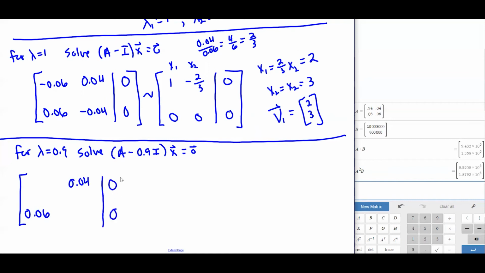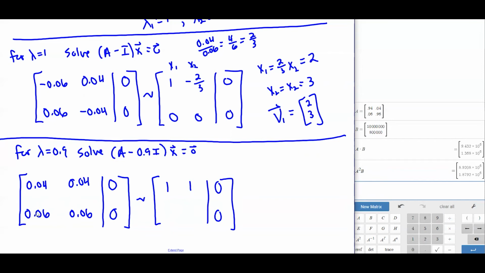So I need to subtract 0.9 from the main diagonal and augment with 0. This was 0.94. If I subtract 0.9, I'll get 0.04. This was 0.96. If I subtract 0.9, I'll get 0.06. If I divide this row by 0.04, I'll get 1, 1. If I divide this row by 0.06, I get 1, 1.